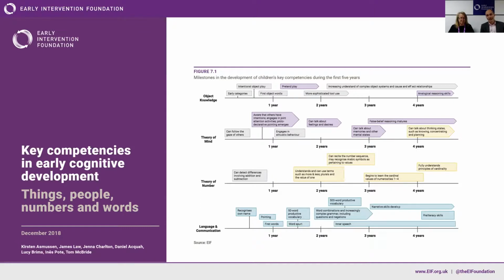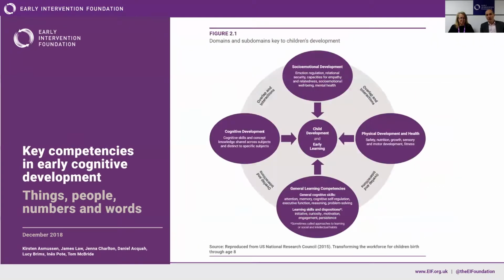So what I'm trying to show you here is that although a focus on language and communication is in our view hugely important, hence the focus of the peer challenge on language and communication, it sits alongside a number of other essential competencies in early cognitive development. And in fact, those 4 competencies that I was just talking about are only one of 4 broader, again, important child development and early learning domains, which are given in this diagram here.